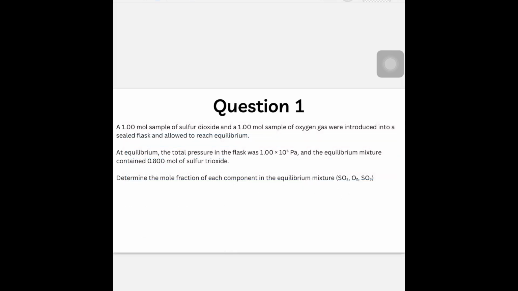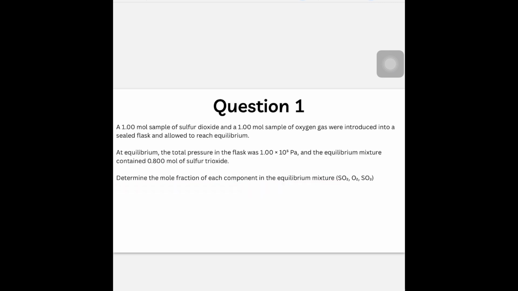So then we have, in this question, a 1 mole sample of sulfur dioxide and a 1 mole sample of oxygen gas were introduced into a sealed flask and allowed to reach equilibrium. At equilibrium, the total pressure in the flask was 1 times 10 to the power of 5, and the equilibrium mixture contained 0.8 moles of sulfur trioxide. And they said determine the mole fraction of each component in the equilibrium mixture, including SO2, O2, and SO3.